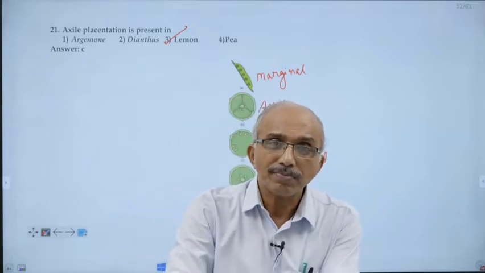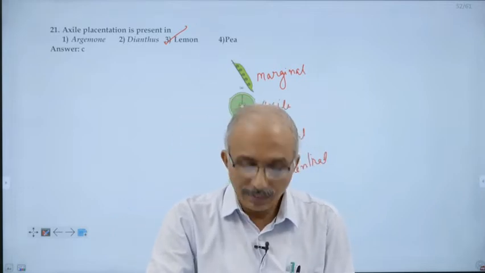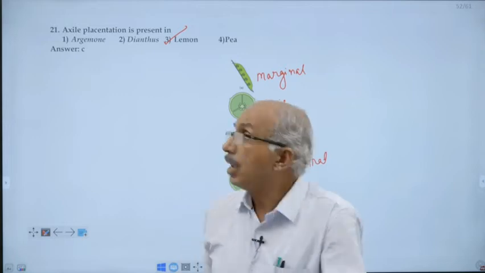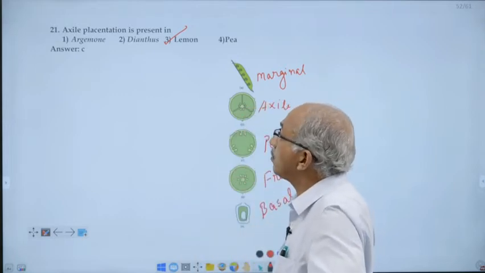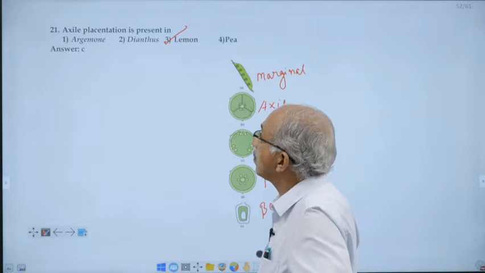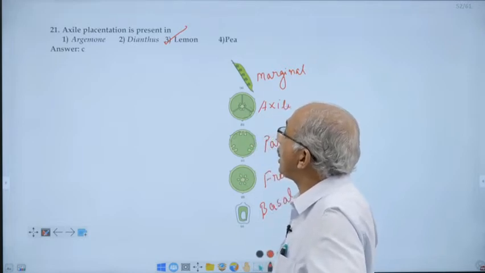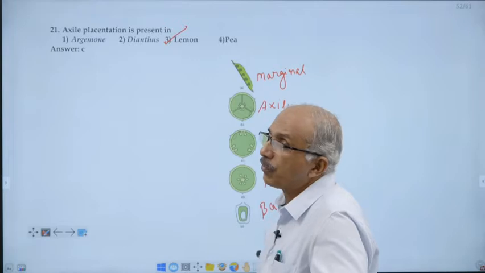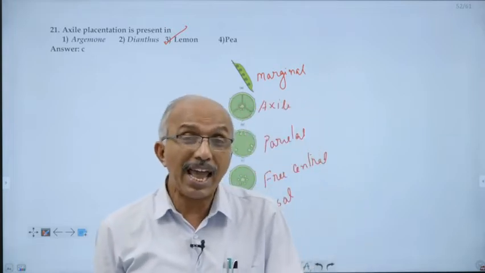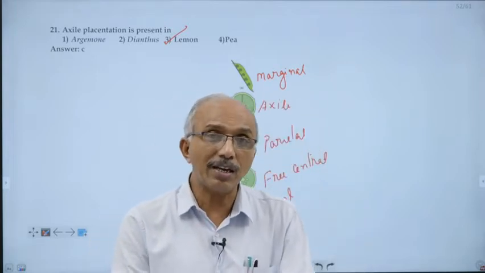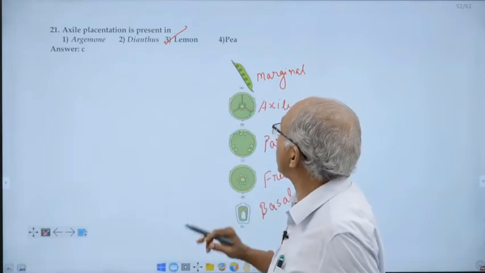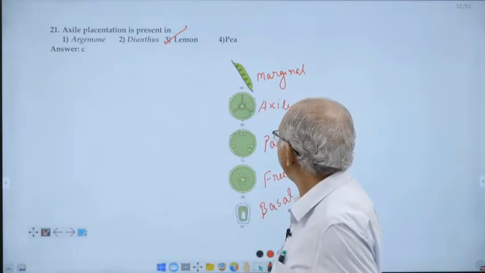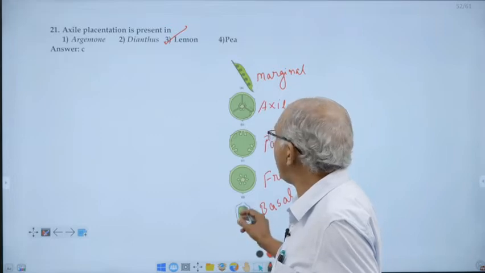Argemone and dianthus. In pea it is marginal placentation. In argemone it is parietal, dianthus it is free central. Basal is sunflower.